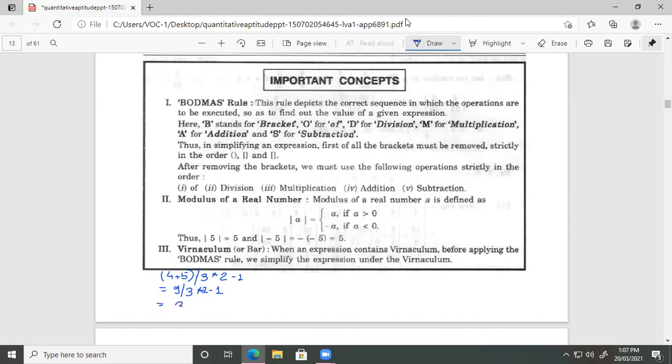So 3 multiplied by 2 minus 1. Now we will first solve the multiplication, that is 6 minus 1. The result will come out as 5. Okay, this is the simplification. First we have solved the brackets, then division, then multiplication, and then the negative sign, that is subtraction.